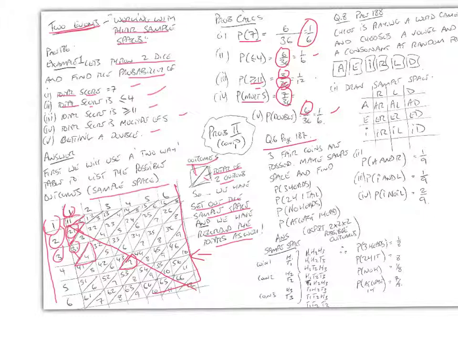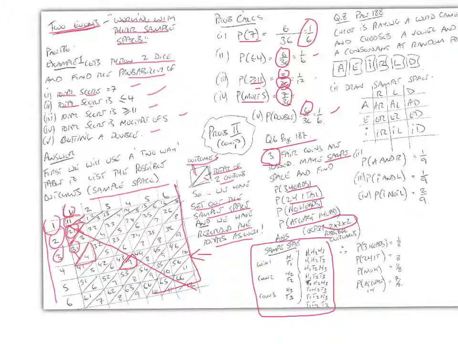3 fair coins are tossed. Make a sample space, and find the probability of 3 heads, 2 heads and 1 tail, no heads, and at least 1 head. So we know that if we've 3 coins, each with 2 possible outcomes, that's 2 by 2 by 2, which is 8 possible outcomes in the sample space, and they're just listed there.